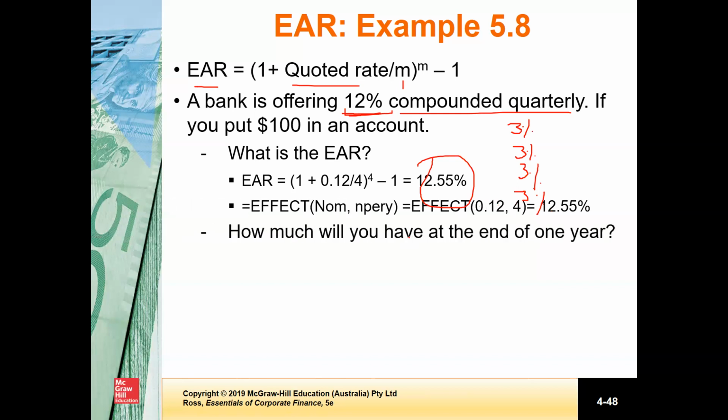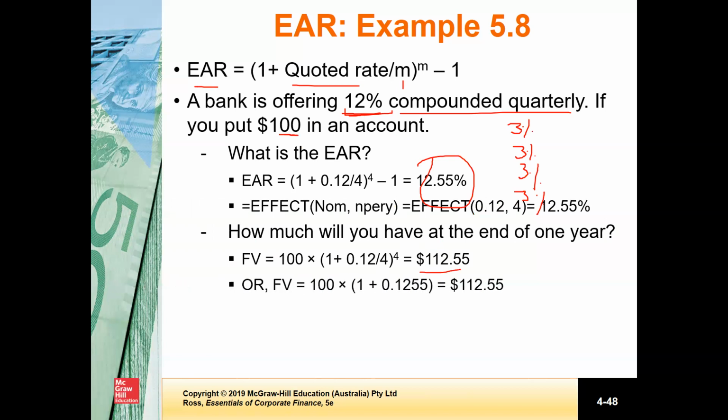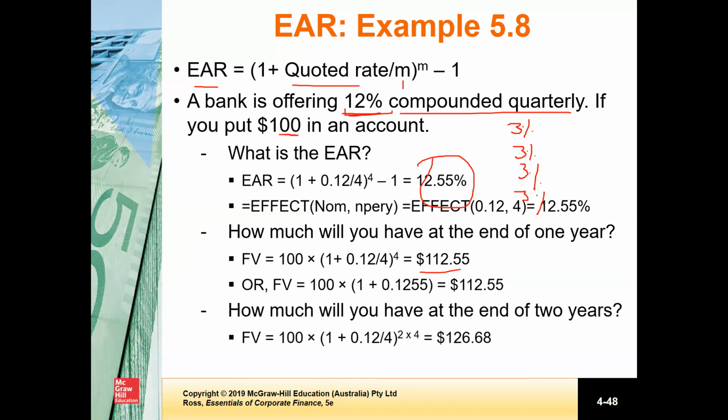So how much will you have at the end of the year? At the end of the year, since you are investing $100 in the account, you will have 112.55.